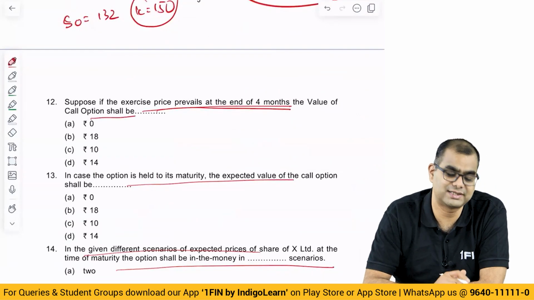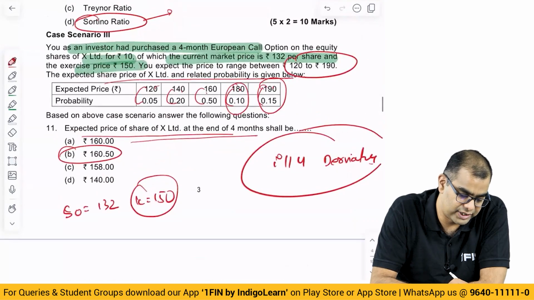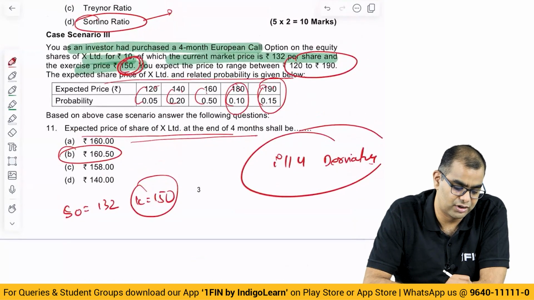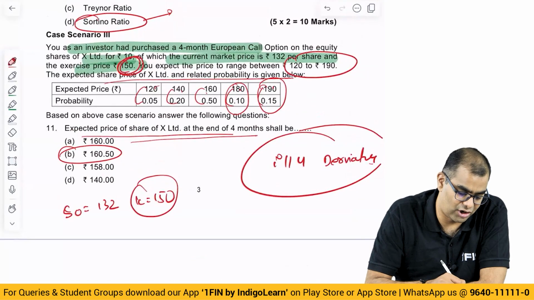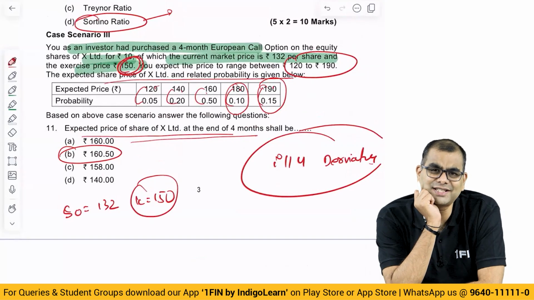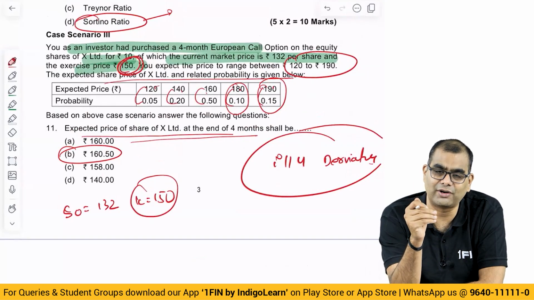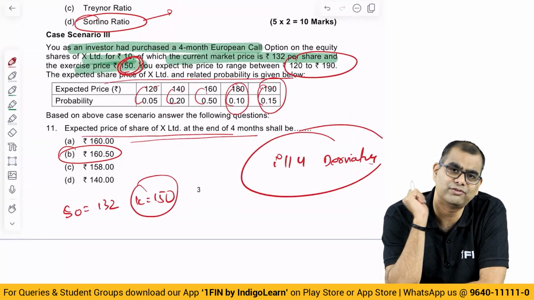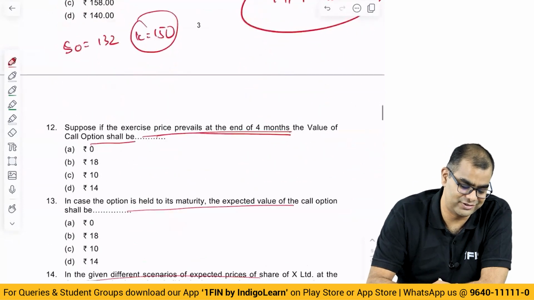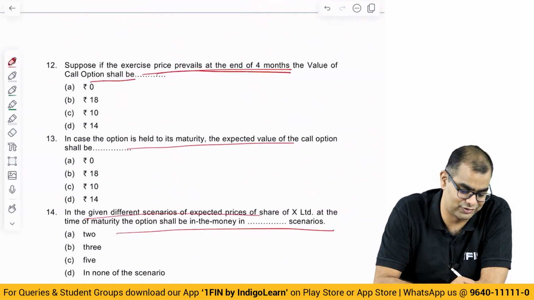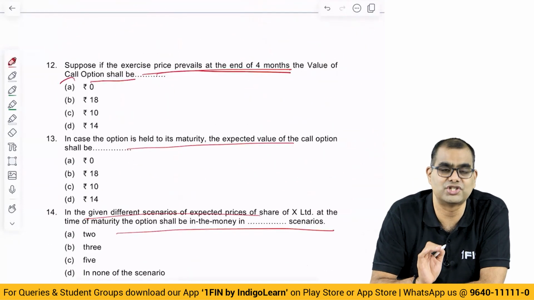Option value should be, what is the exercise price? On the due date, the exercise price is 150. You purchased, your option is also for 150. If the exercise price prevails on the due date, if the option market price is the exercise price, what gain have you made? Zero gain. Okay, this is a twisted question. A lot of people get confused with this question. The value of the option is 0.